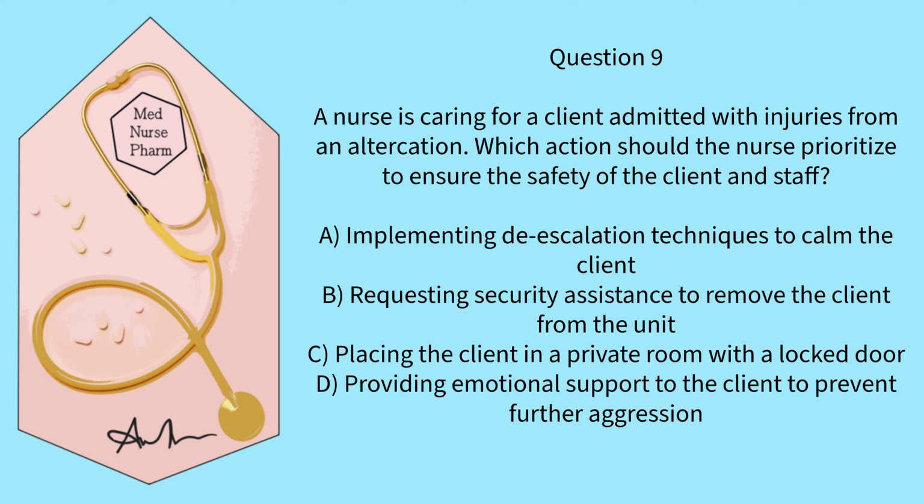Question 9. A nurse is caring for a client admitted with injuries from an altercation. Which action should a nurse prioritize to ensure the safety of the client and staff? Implementing de-escalation techniques to calm the client, requesting security assistance to remove the client from the unit, placing the client in a private room with a locked door, providing emotional support to the client to prevent further aggression. Pause the video and select your answer.